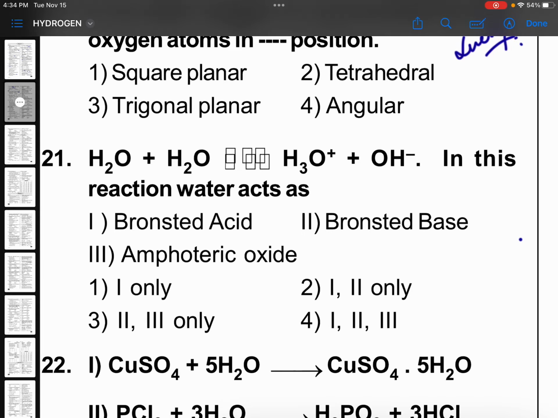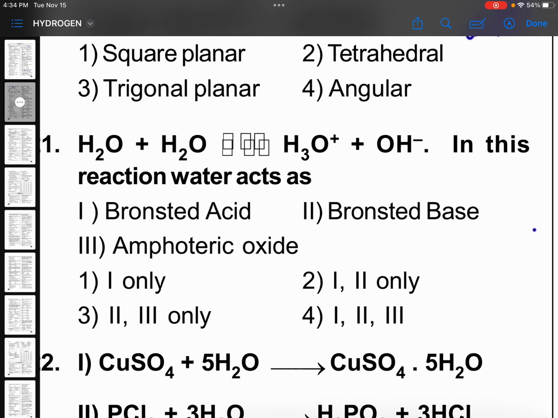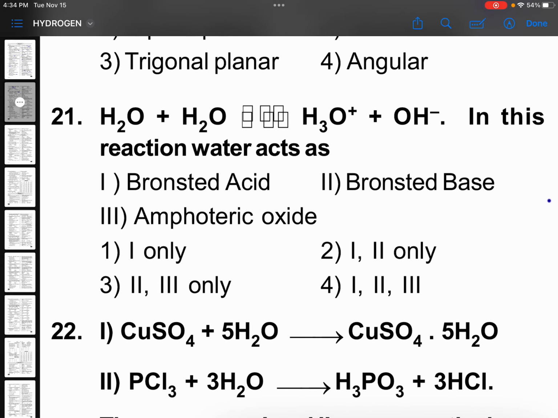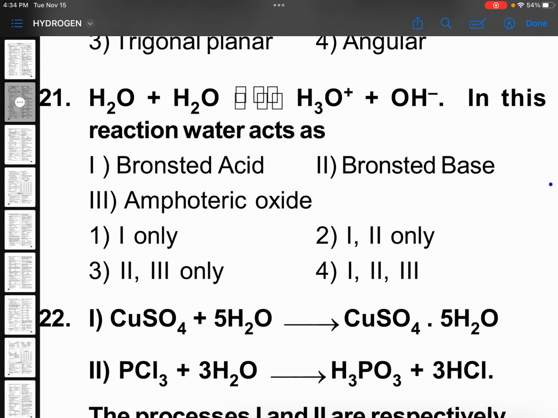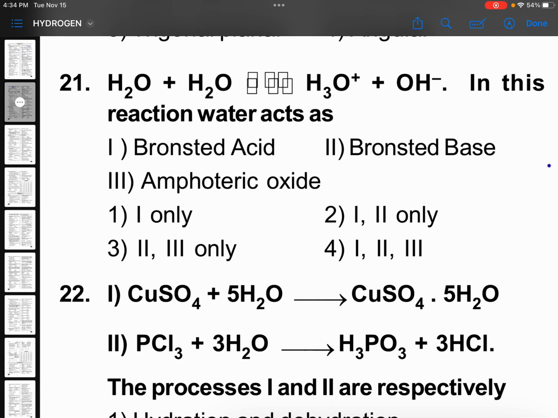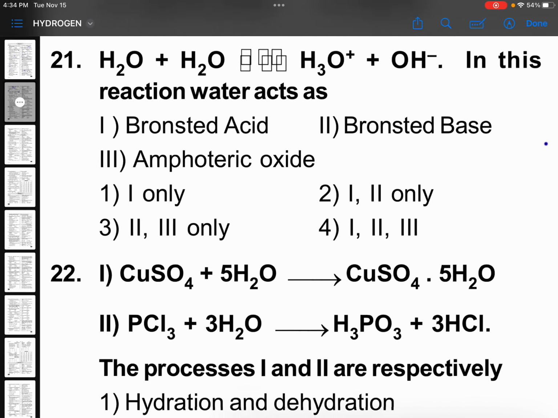Then coming to H2O plus H2O gives us H3O+ and OH-. In this reaction, one water is losing a proton, so it is a Bronsted acid. Another water is accepting a proton, so it is a Bronsted base. So overall, accepting and releasing, that means amphoteric. So 1, 2, 3, all correct.